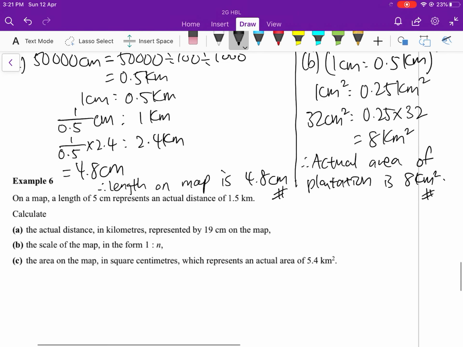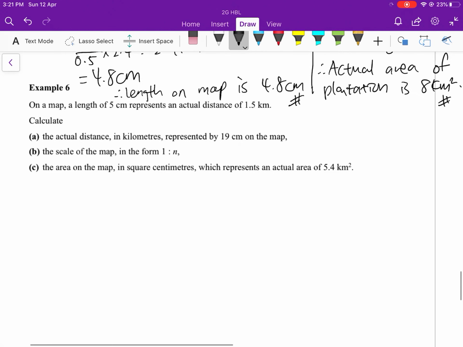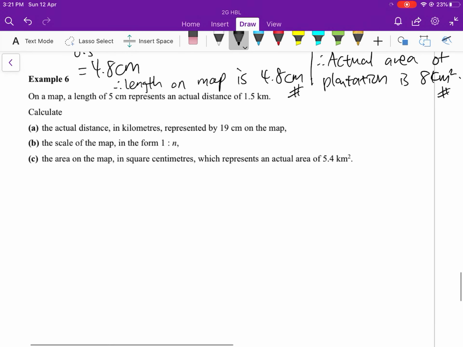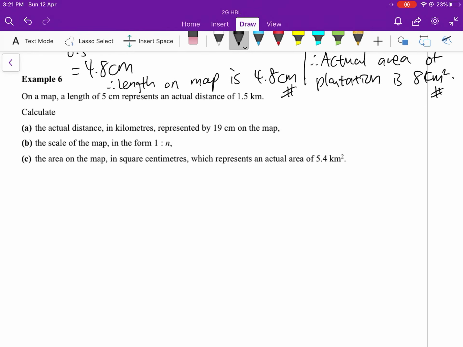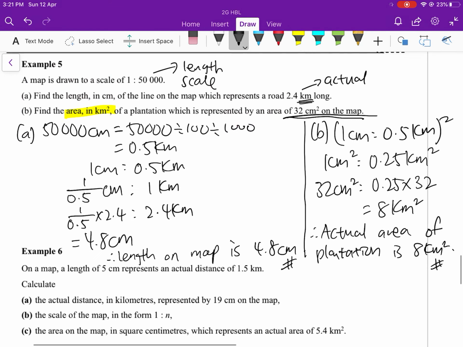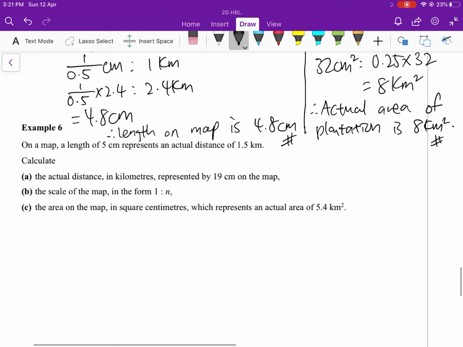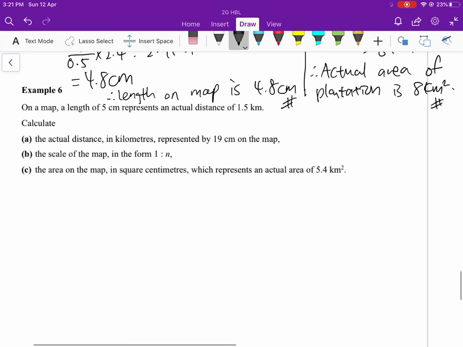Now let's take a look at the last example. If you need more time to copy, please pause the video. You can take your time to copy for example 5 or any other example. You just need to pause the video.